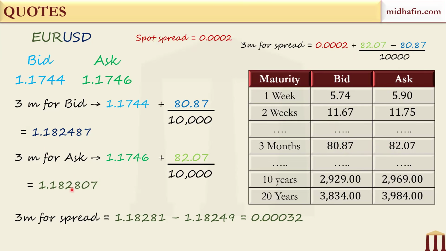So rather than subtracting, this question can also be asked. Maybe they will ask you not to find out the actual bid and ask price 3-month. They will ask you what is the 3-month forward spread. So you will just see what is the initial spot spread. You'll see what is the difference between these two. You'll divide it by 10,000, add the spot spread. That is the 3-month forward spread. So you'll still get 0.0032. Okay, this question can be asked.